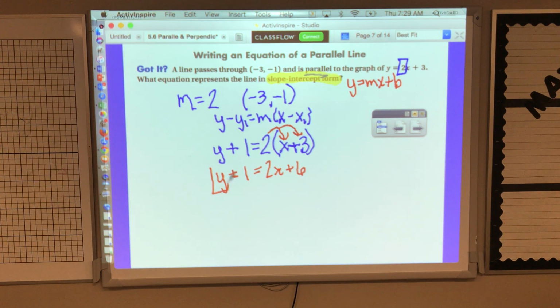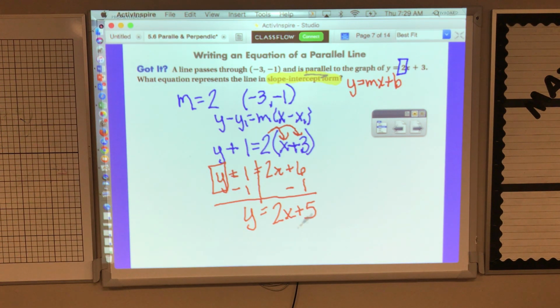And then I need to get the y by itself. So right now, y is with plus 1. To get rid of plus 1, I subtract 1. And whatever I do on one side, I do to the other. So my final equation becomes y equals 2x plus 5.